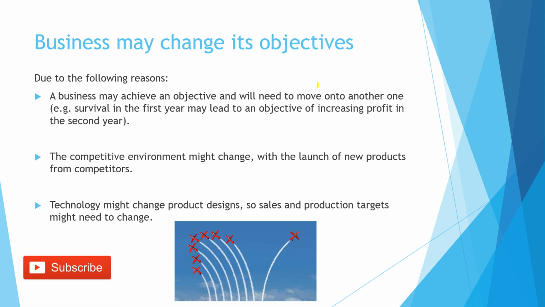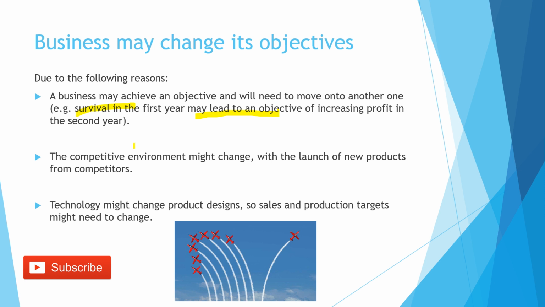Businesses may change their objectives, so don't think that objectives will always be the same. There could be a number of reasons why. A business may achieve an objective and need to move on to another one. For example, if their initial objective was to survive in the first year, that may lead to an objective of increasing profit in the second year. So once you achieve your objective, you might move on to another one.